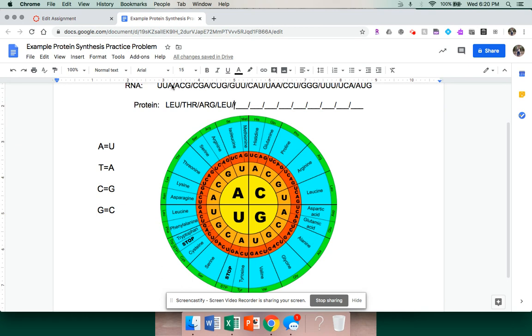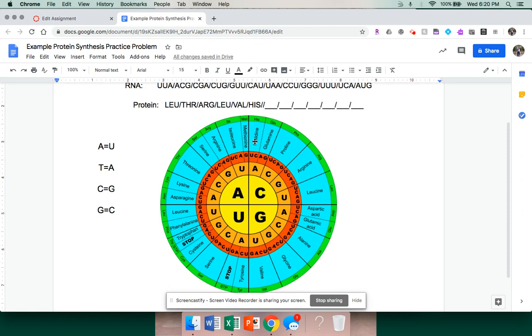So let's see where I am. I'm on the fifth one. 1, 2, 3, 4, 5, GUU. Start in the middle, GUU. Work my way out, and we've got valine. Then CAU. Start in the middle, work my way out. CAU, histidine, HIS.